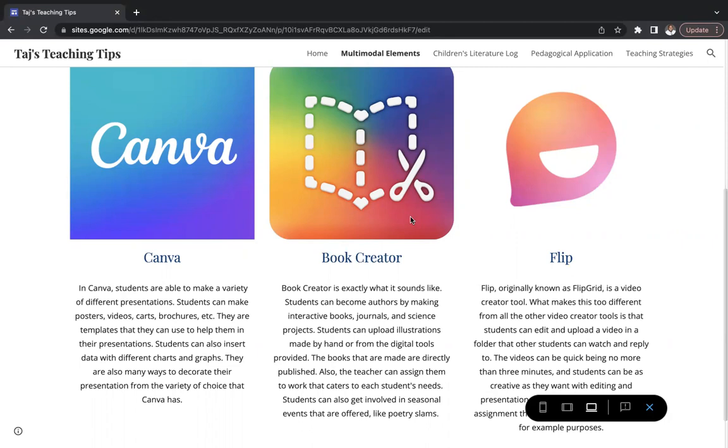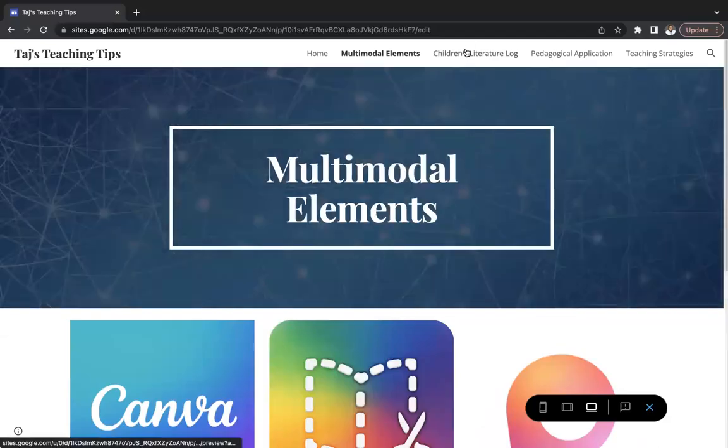Flip is also a great tool. It's known as Flipgrid, but with Flip, you can make a folder that students can submit their videos to, explaining or presenting to other classmates, and they can also reply to each classmate as well.